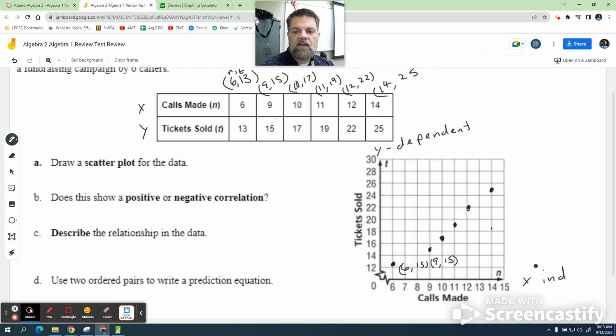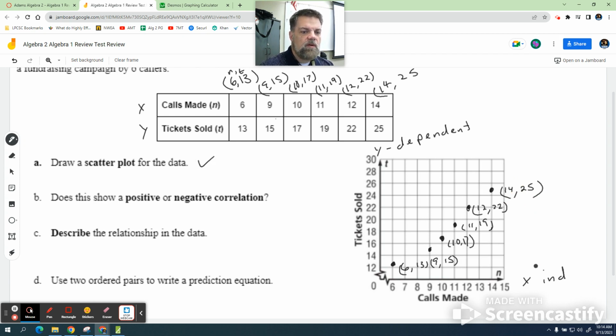So that's my scatter plot, right? So this is 9, 15. This is 10, 17. This next one is 11 comma 19. This next one is 12 comma 22. And then the last one is 14 comma 25. And so we've done that.